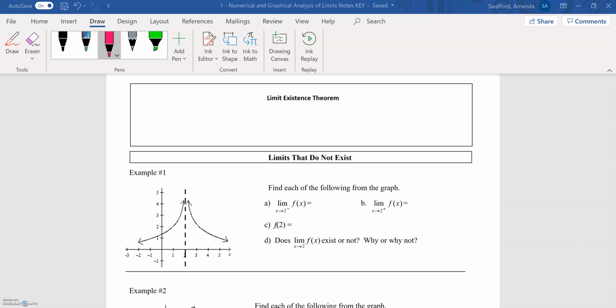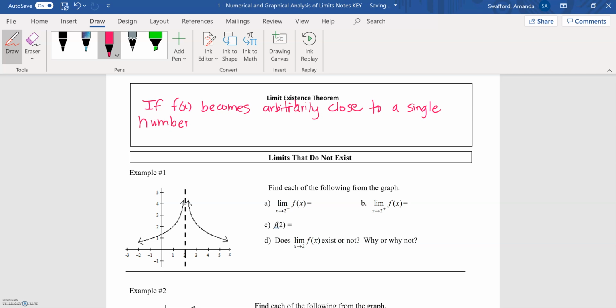So we have what we call the limit existence theorem, and basically it says that if f of x becomes arbitrarily close to a single number L, as x approaches, we'll say as x approaches c, which is some number, from either side, the limit of f of x as x approaches c is L.